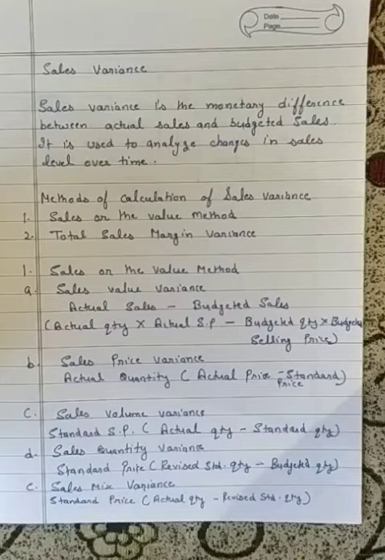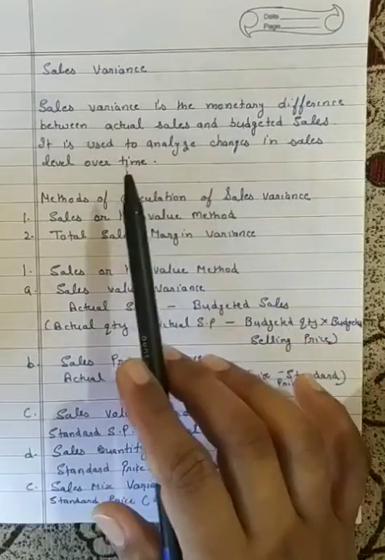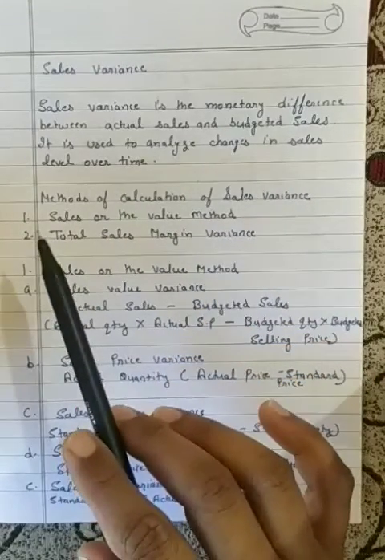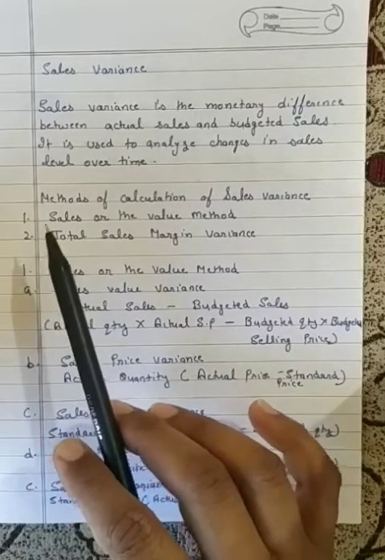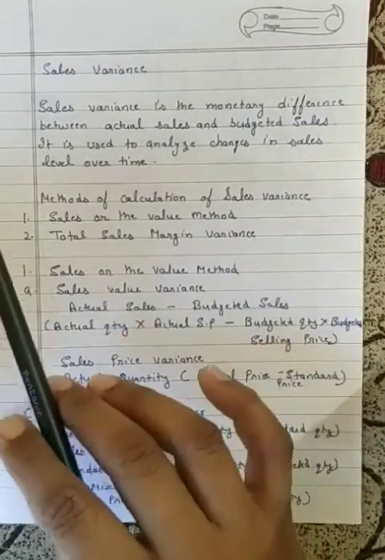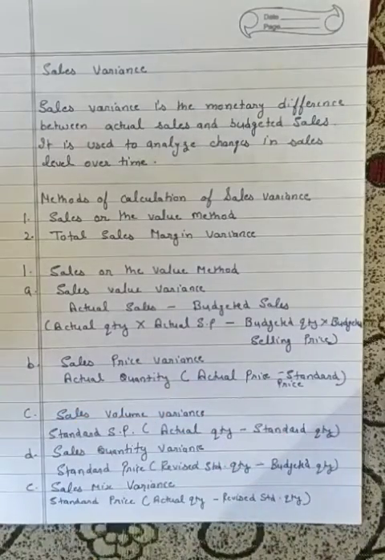First of all, we should understand what the sales variance is. Sales variance is the monetary difference between the actual sale and the budgeted sale. So what is a sales variance? Sales variance is a difference between the actual sale and the standard sale, and it is used to analyze the changes in a sales level over time.